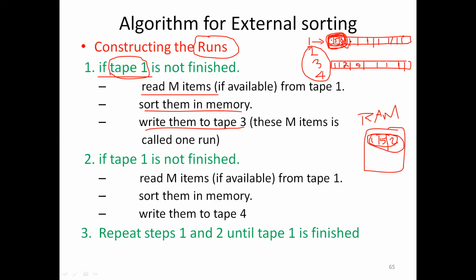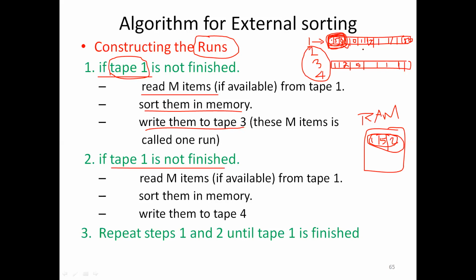For example, you consider there are this many elements like 0, 11, 20, 30, like that it goes on. For example, you have 50 in the last, of the last element. So write them to tape 3. Okay, it's finished. Then if tape 1 is not finished, yes, tape 1 is not finished.